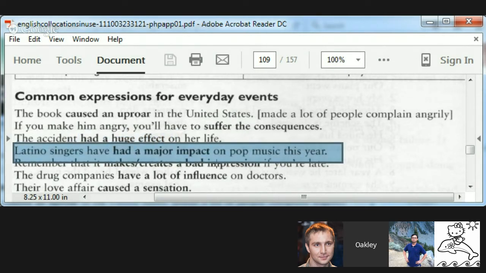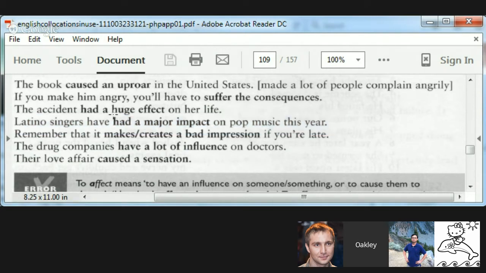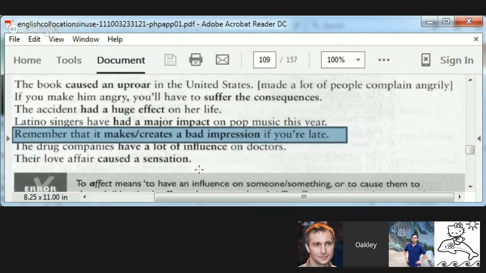Next one here. Latino singers have had a major impact on pop music this year. Okay, a major impact. And we use minor impact as well. Oh, it had a minor impact on the stock market. Major impact, minor impact. Again, impact means effect here. I think we've already talked about it.